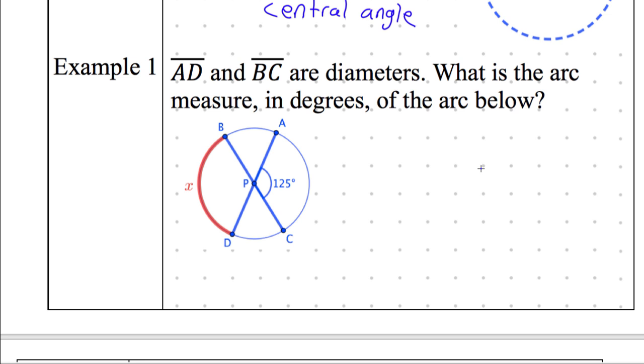Any ideas? You can raise your hand with a card, or you can raise your hand without a card. I want to see how many people actually know this. I want to try to choose someone that has a card. How am I going to find this measure? Well, again, we need a central angle. We don't have that central angle. But somehow we have to use the information up here. India, go for it.